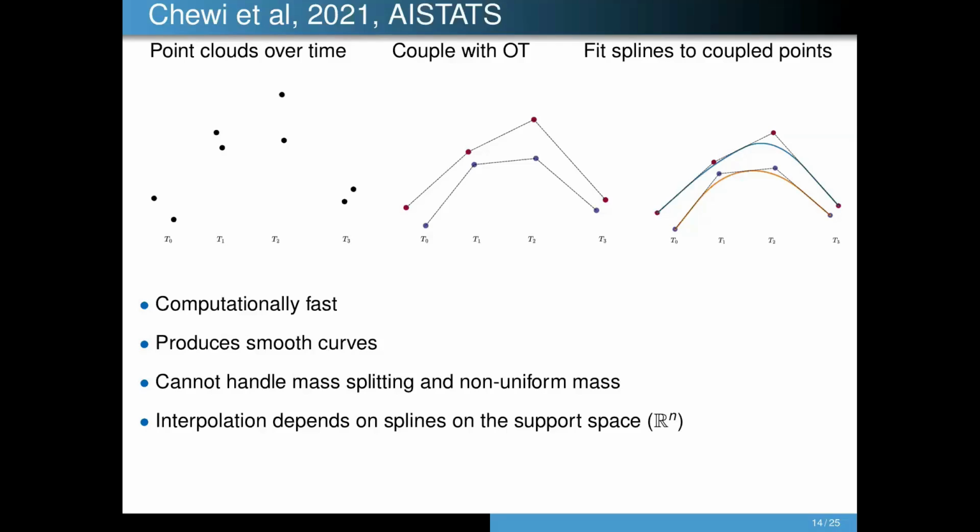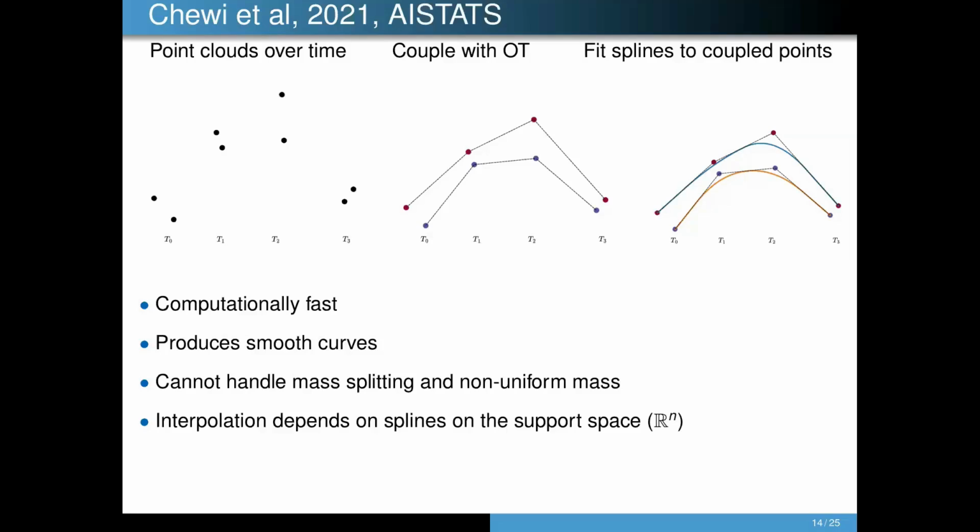One is it cannot handle mass splitting, as I mentioned before. So let's say you don't have uniform point masses, but the masses change over time, and you might need optimal transport to split two. Then this method doesn't work because it needs this linear structure between individual points, so the lines cannot split somehow. And the other drawback is that it depends on splines in Rn.